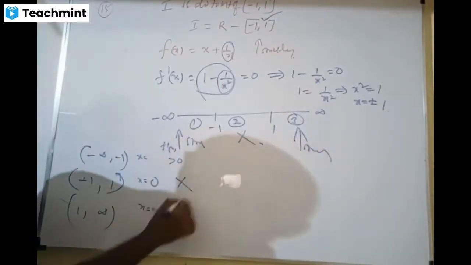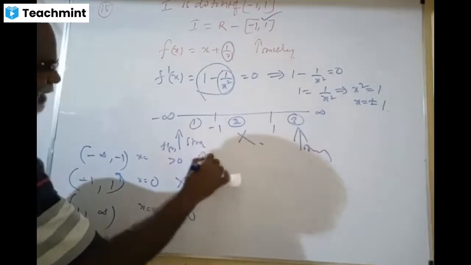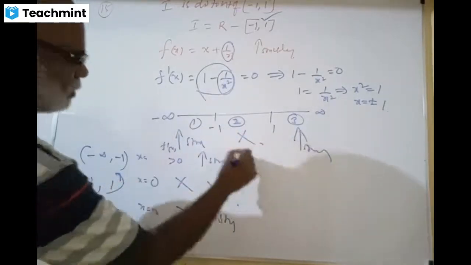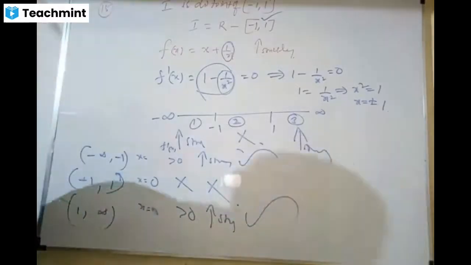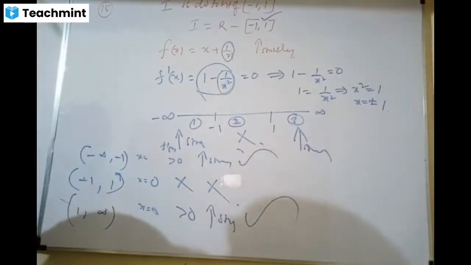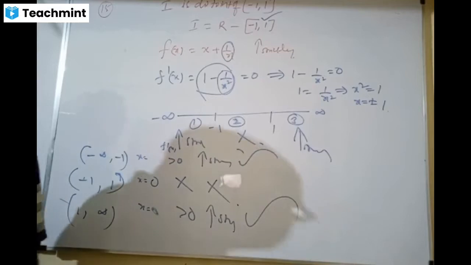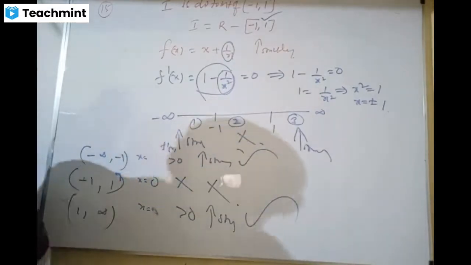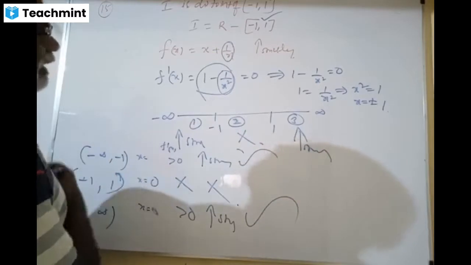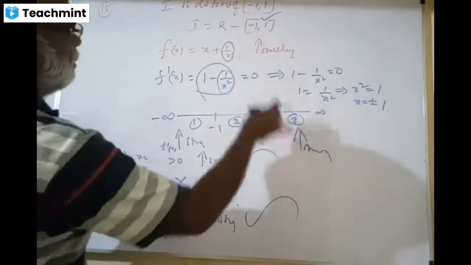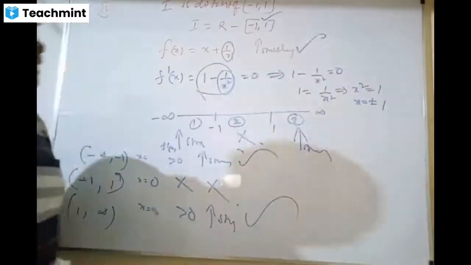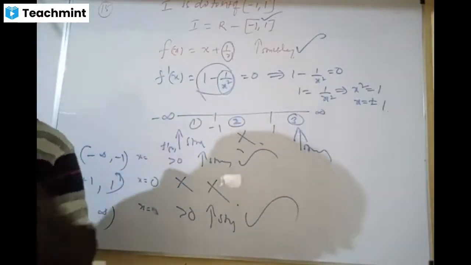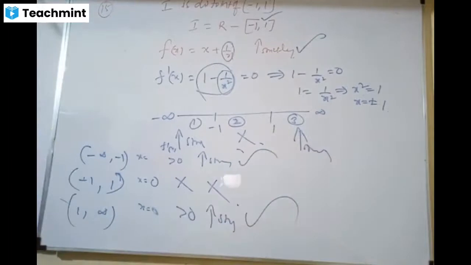Yes, sir. So it is strictly increasing, except at this. So formula, please. Are you clear? Understand, please? Clear? So except at -1 to 1, everywhere it is increasing. I hope it's clear. Yes, sir. Right.